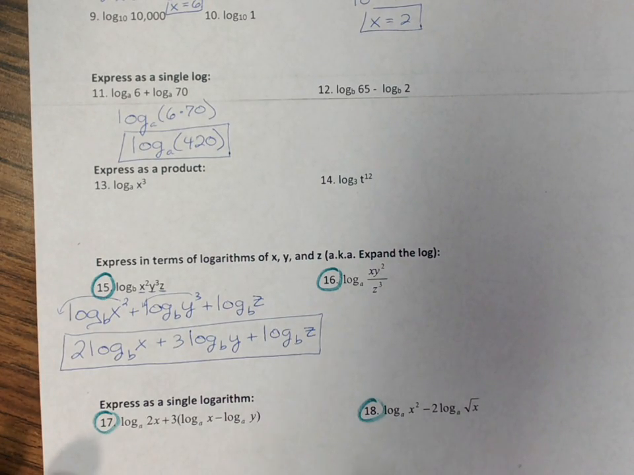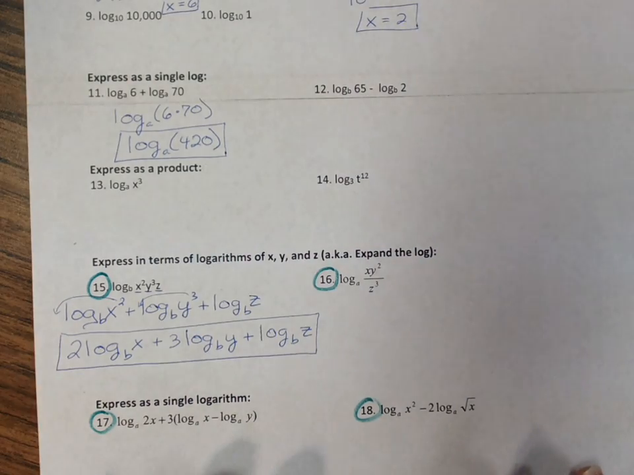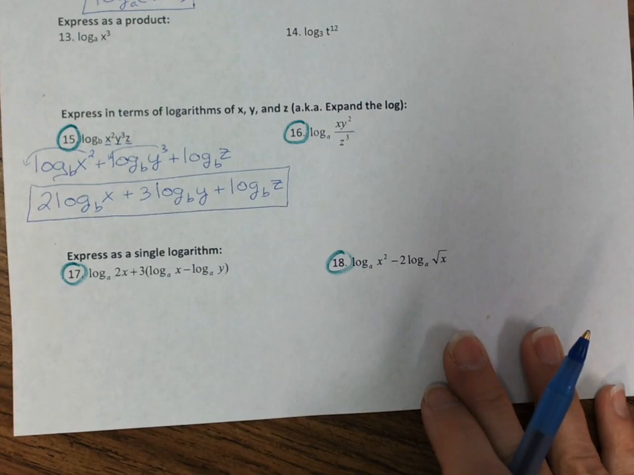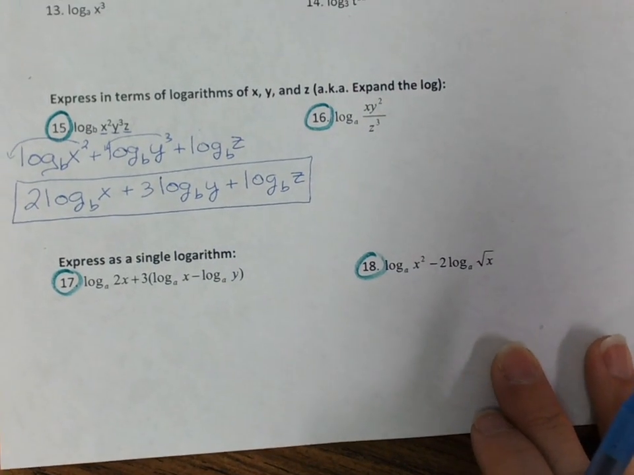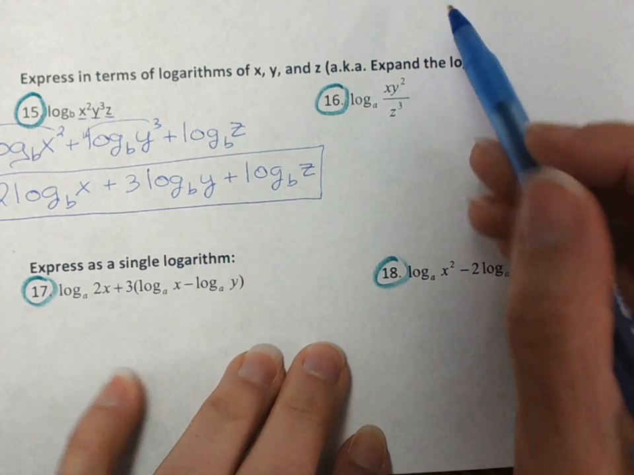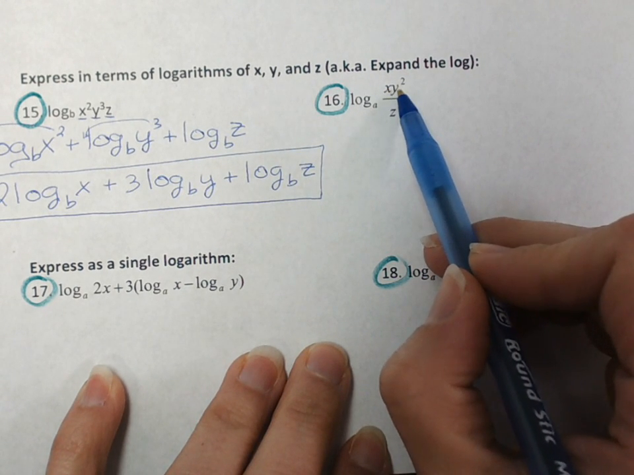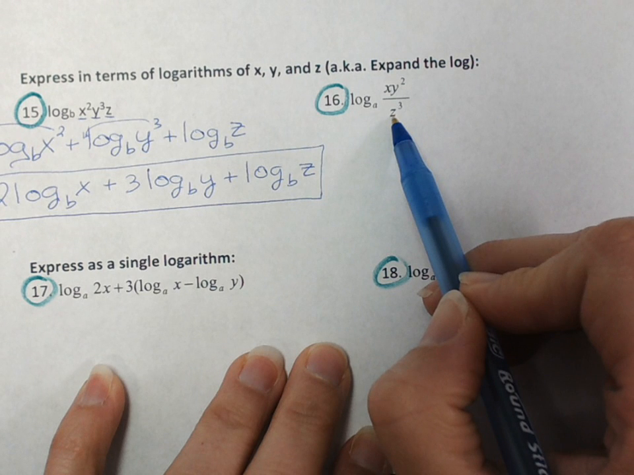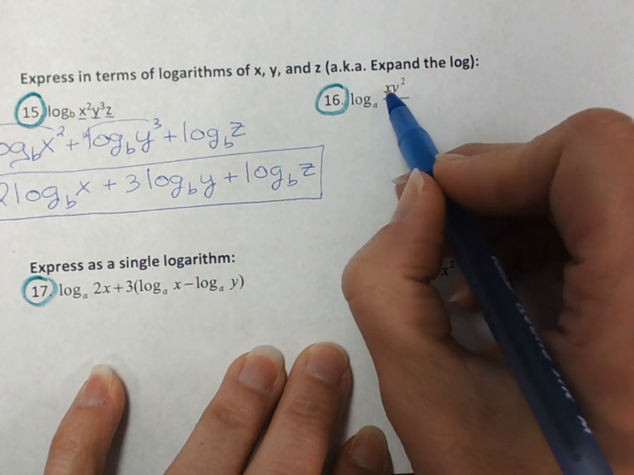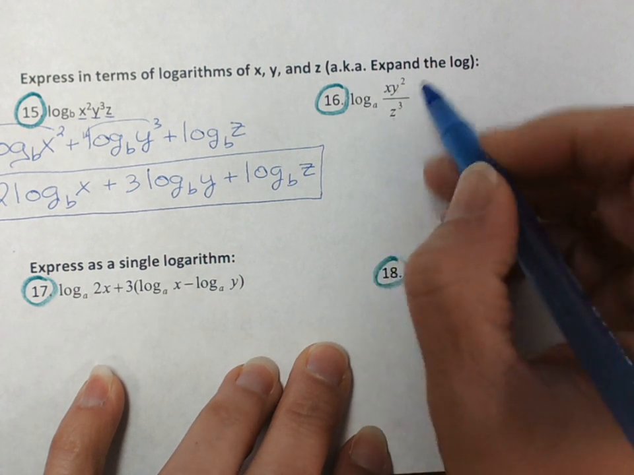So I'm going to do a couple more with you. So let's go ahead and go to 16. Let me zoom in just a little bit. Okay, so for 16, I'm multiplying 2 things here, and then I'm dividing by a third thing. I'm multiplying x and y, and I'm dividing by z. So if I'm multiplying them together, they're going to be added, and then dividing, I'm going to subtract.